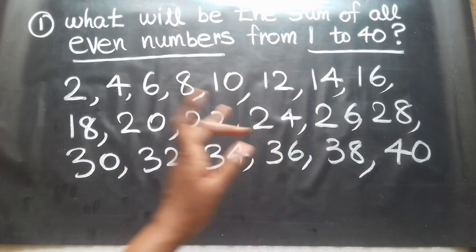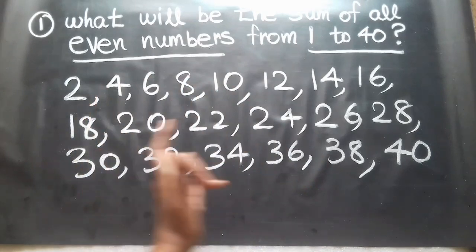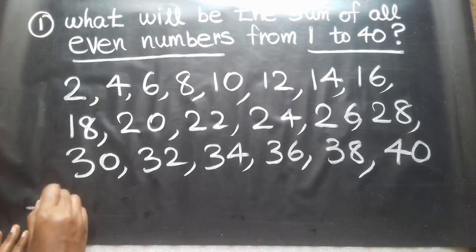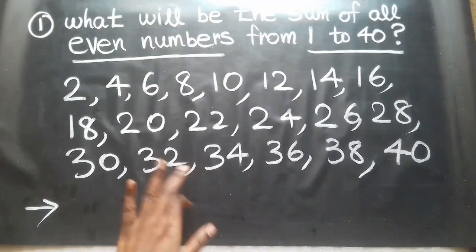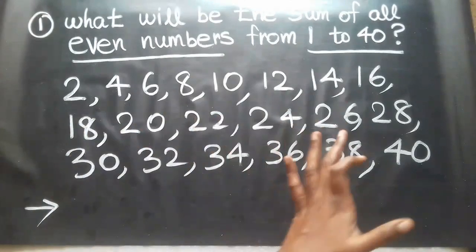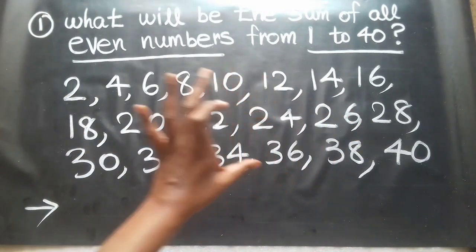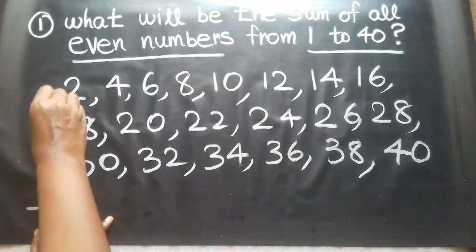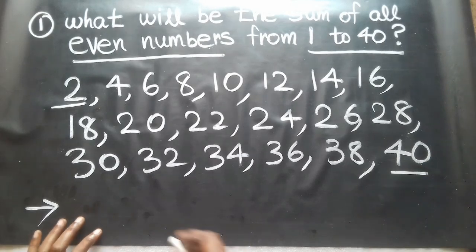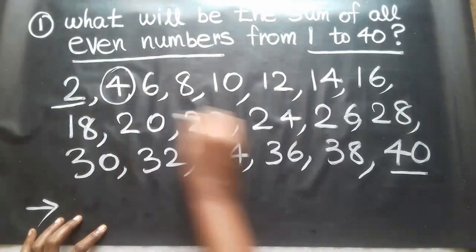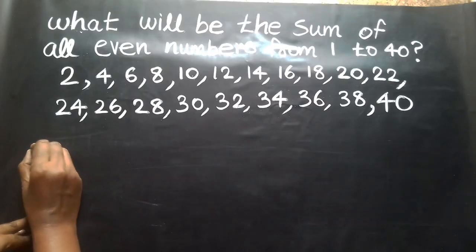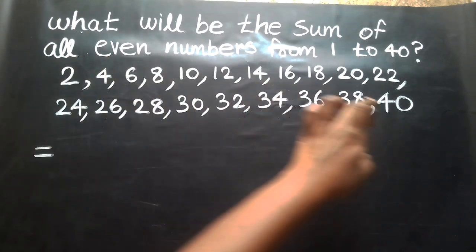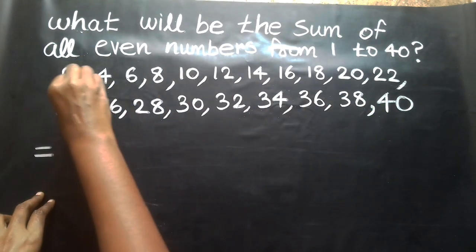The first method to find the sum of all even numbers from 1 to 40 is the pairing method. In the pairing method, when you have a sequence of consecutive even numbers, you can pair them up in reverse order. That is, first with the last one and then second with the second last one. Now let's start pairing. You have to take first with last, 2 and 40.